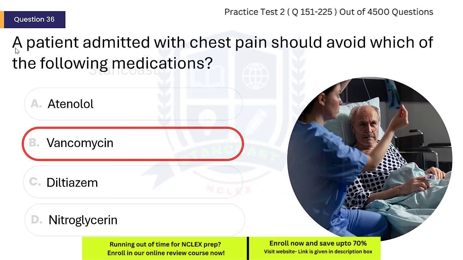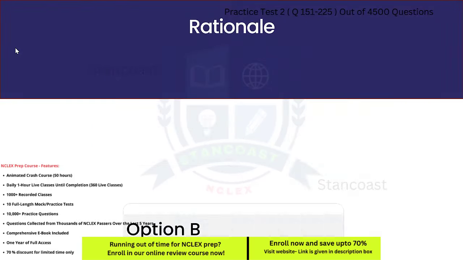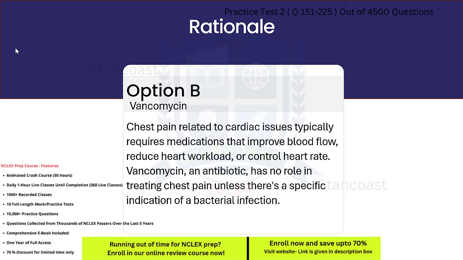Vancomycin. Chest pain related to cardiac issues typically requires medications that improve blood flow, reduce heart workload, or control heart rate. Vancomycin, an antibiotic, has no role in treating chest pain unless there's a specific indication of a bacterial infection.